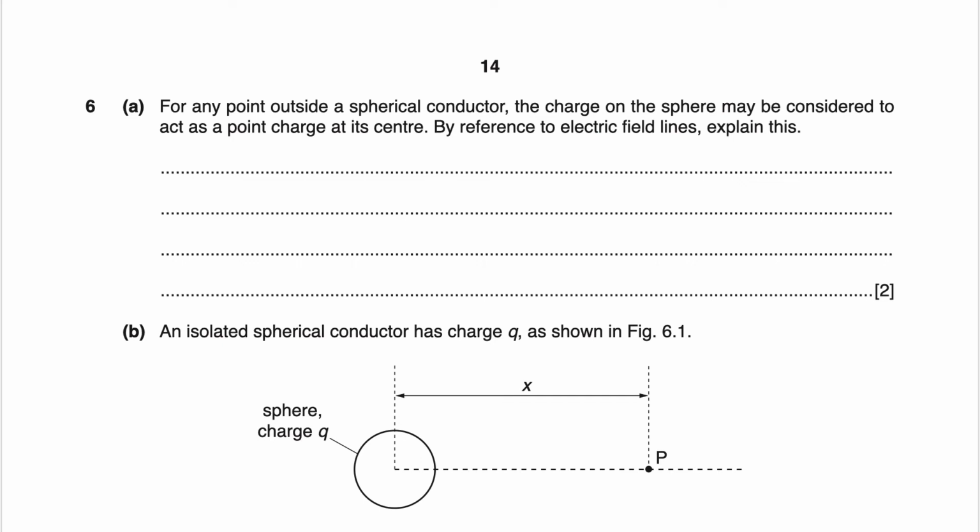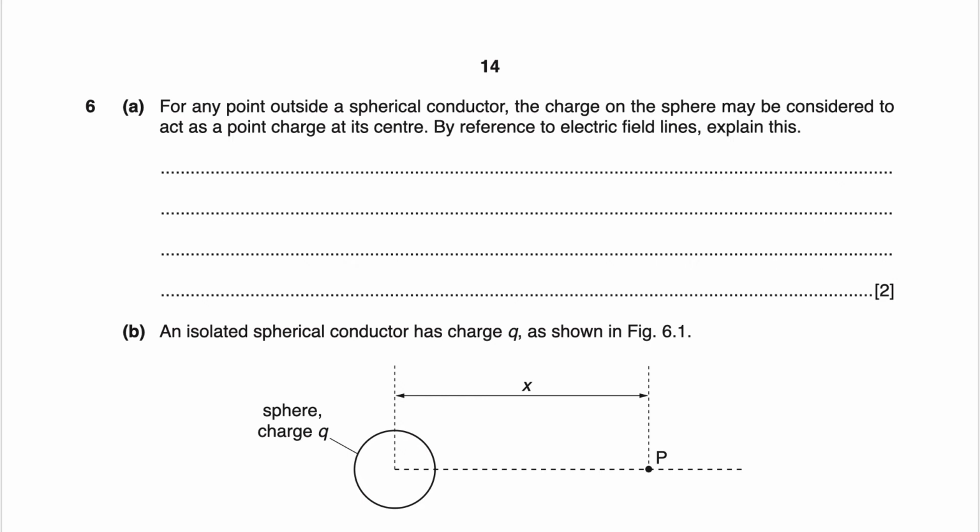Okay, nice question from electric field. For any point outside a spherical conductor, the charge on the sphere may be considered to act as a point charge at the center. By reference to electric field lines, explain this. Okay. So what they are asking is why it is to be considered as a point charge in the center.